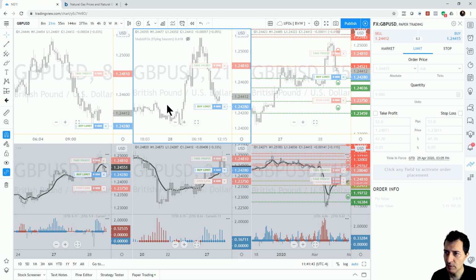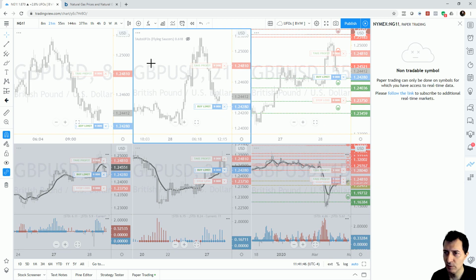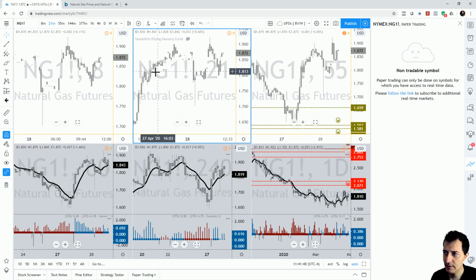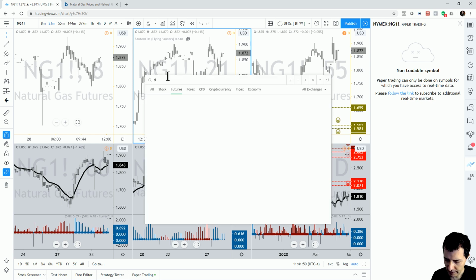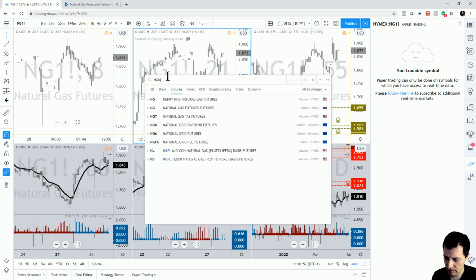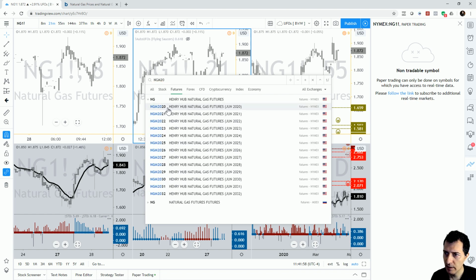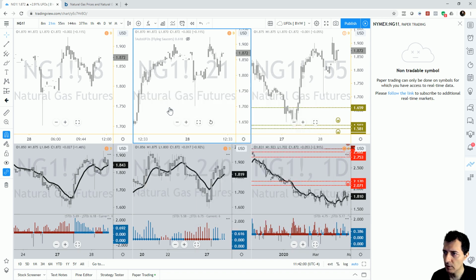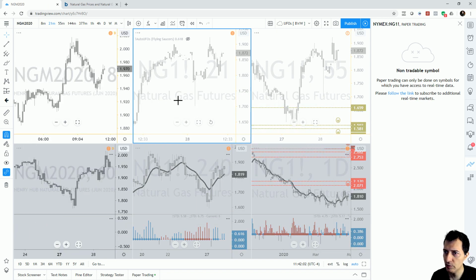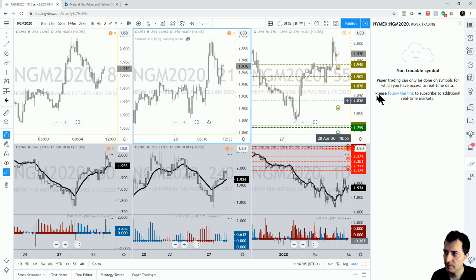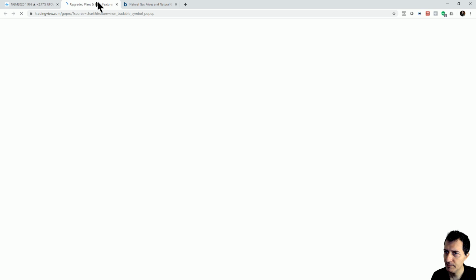So I'm gonna pick natural gas. Well, actually, I cannot use the continuous contract to do that. It's a non-tradable symbol exactly. So I need to use the NGM20. Here we go. NGM 2020. Okay, got it. So here's the one I need to use. So if I use this contract, yeah, I need to connect.